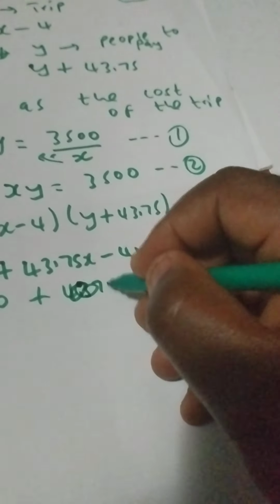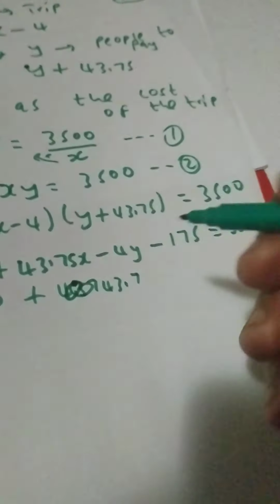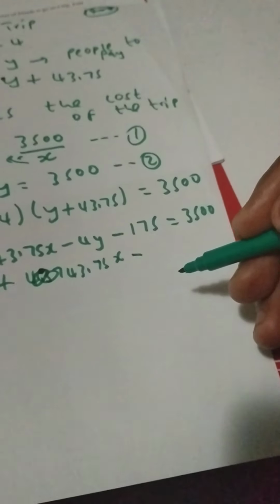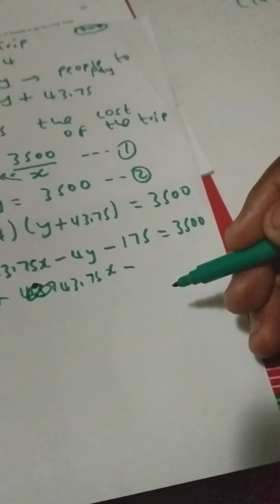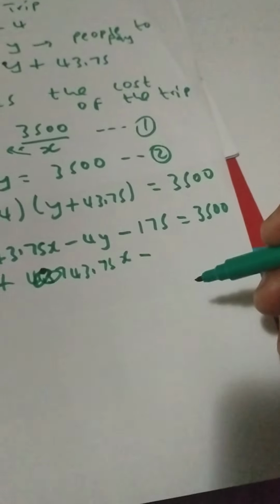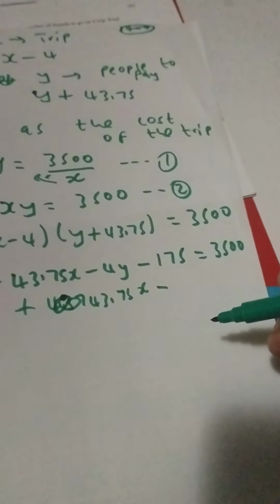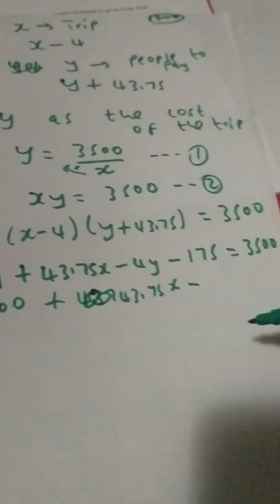Okay, it's plus 43.75x minus... I'm having another y again. I can't have x and y at the same time. How do I remove that y now? I can't have x and y at the same time. How do I remove that y?